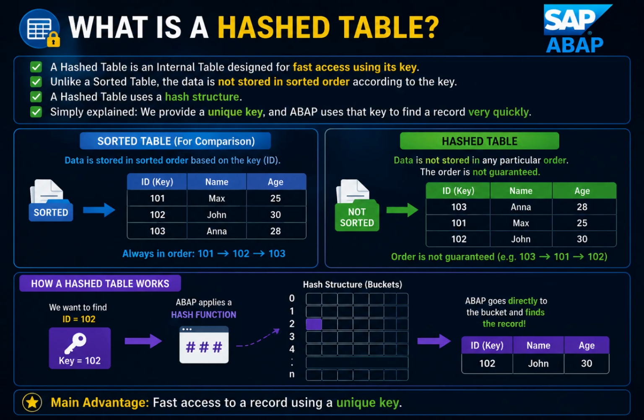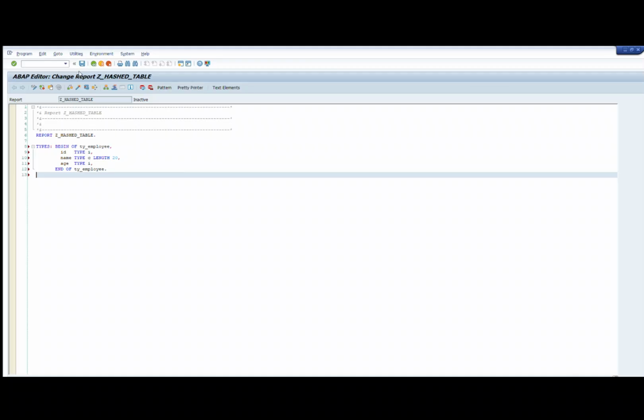For our example, as in the previous lessons, we'll use our employee structure again. Create a new program called z_hashed_table and save it as a local object. Use our familiar structure. TYPES: BEGIN OF ty_employee. We already know the structure from the previous lessons, so we won't explain it in detail again.